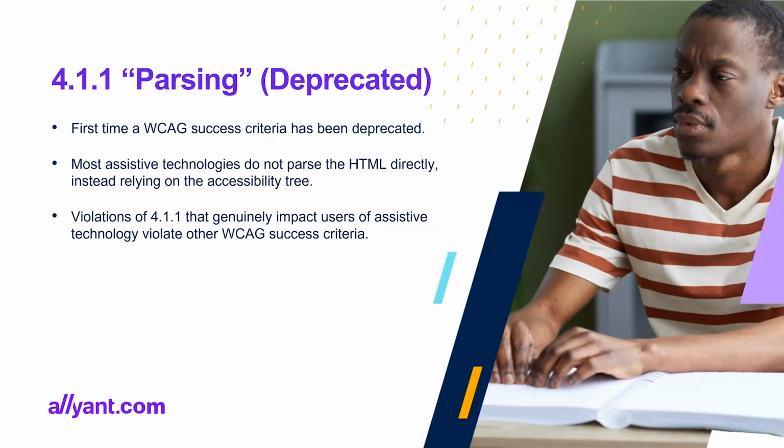The next one that we have, so we've gone through the 6 new level A and level AA success criteria in WCAG 2.2. One thing that I mentioned earlier on is that for the first time ever in WCAG 2.x, they actually have deprecated a success criteria. So something that was a success criteria in 2.0 and 2.1 is no longer a requirement in 2.2. And this is WCAG 2.0 success criteria 4.1.1, Parsing.